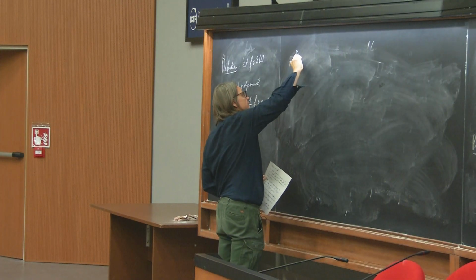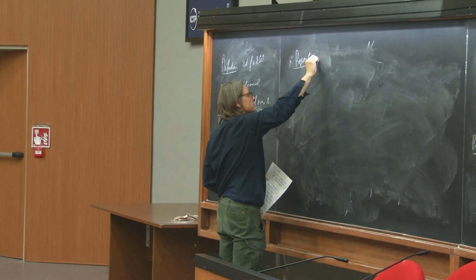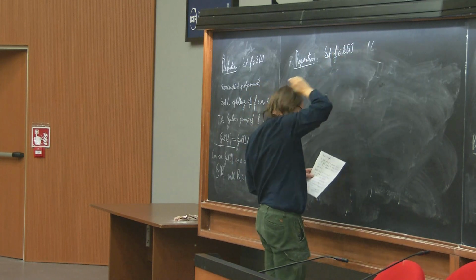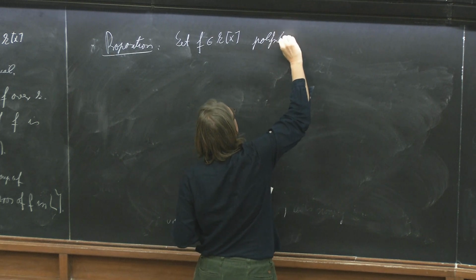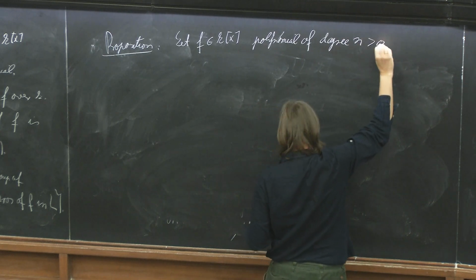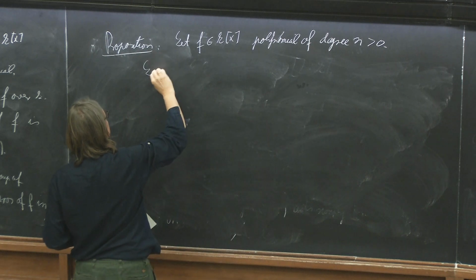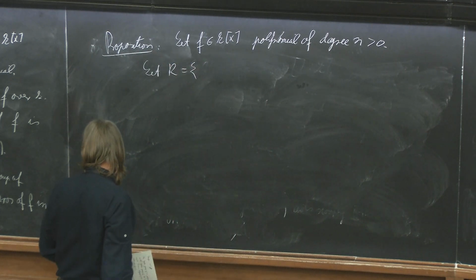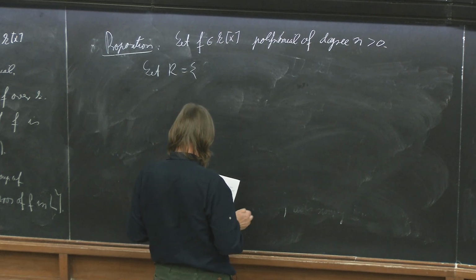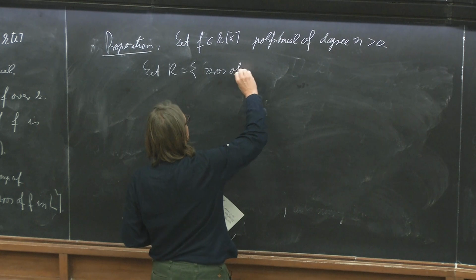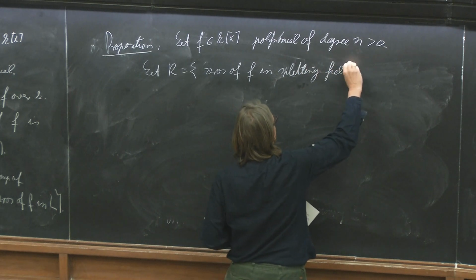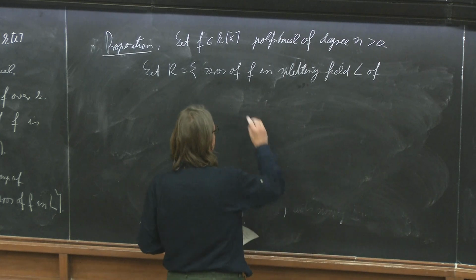So this is the following proposition. Let f in k[x] be a polynomial of some degree n, and call R, as I said there, the set of zeros of f in the splitting field of f over k.